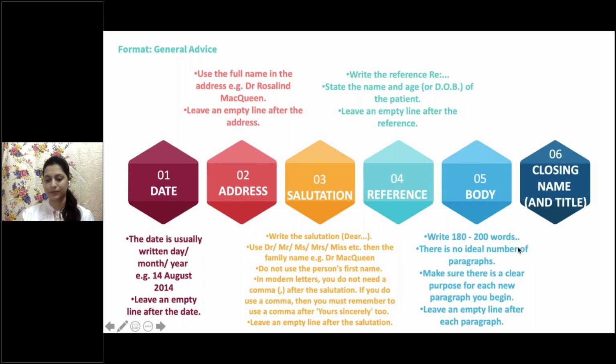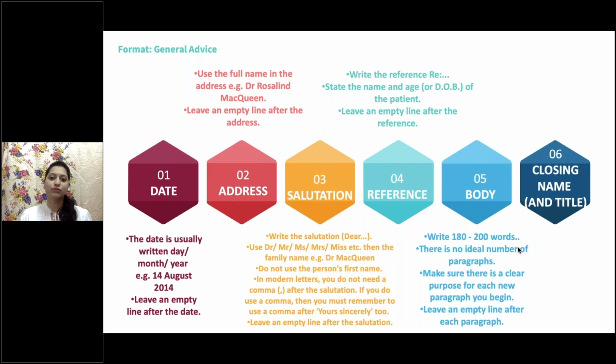Next comes your body. In a while, I'll tell you what to include and what goes first and what comes next in the body, but there is no hard and fast rule. You can always follow your own format, but just make sure that it's well laid out. Don't mix up information. Write about 180 to 200 words.